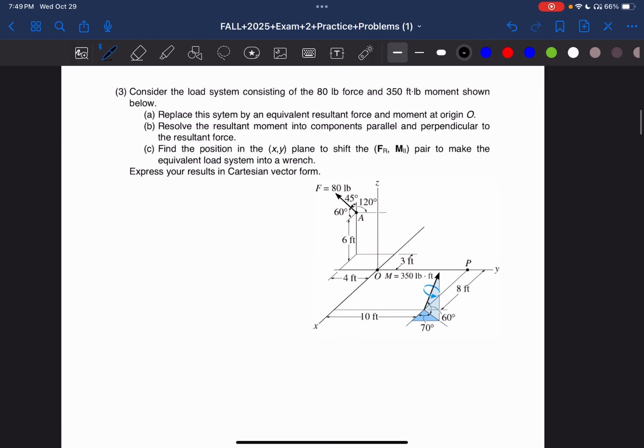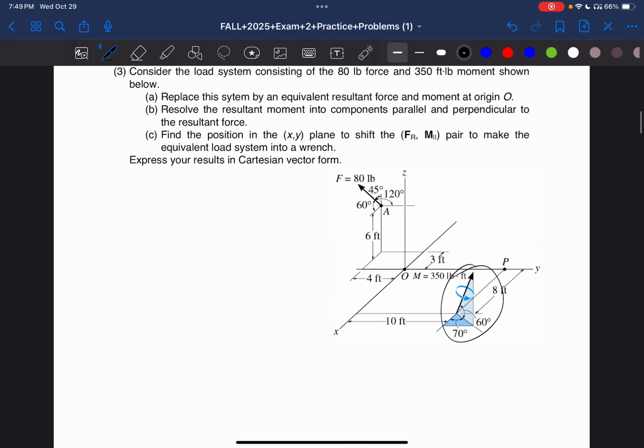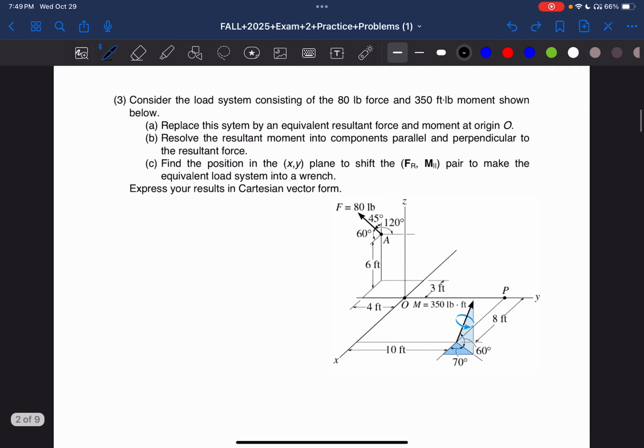All right, next problem. Consider a loading system, blah, blah, blah, right? So this is a free moment, so we can move this wherever we want and replace the system by an equivalent force system and moment at origin. Oh, okay, so let's just do two things. Force and moment at origin O. Okay, so let's find, wait, how do we do this?